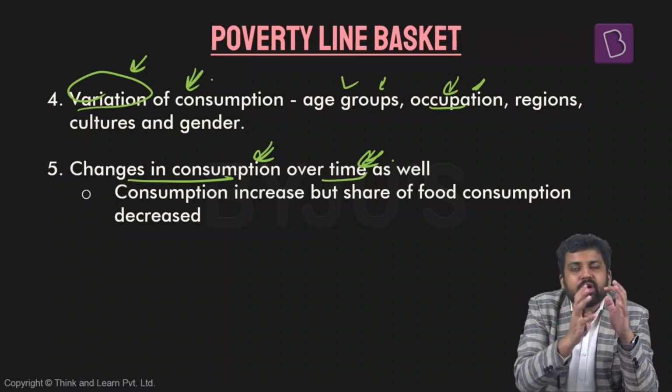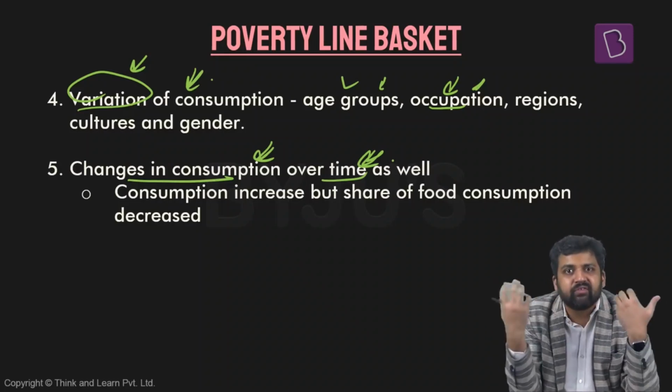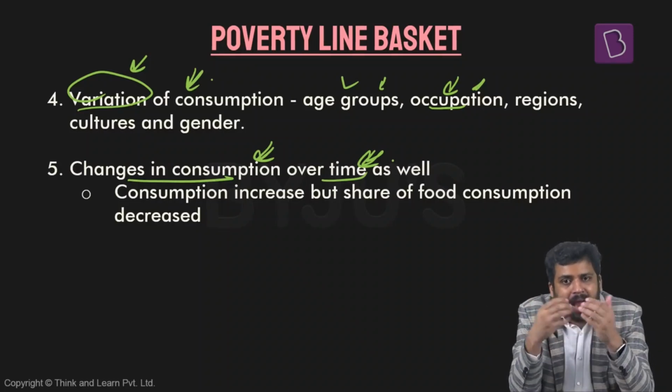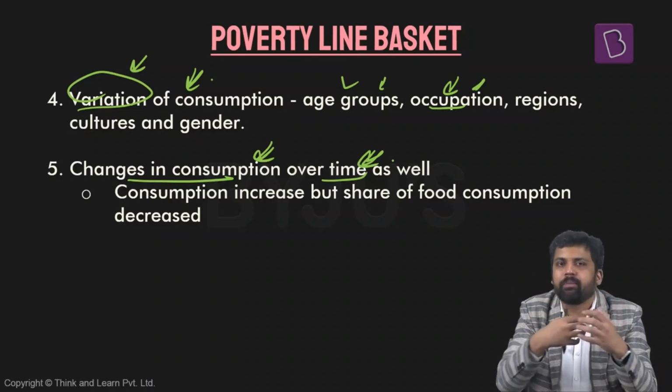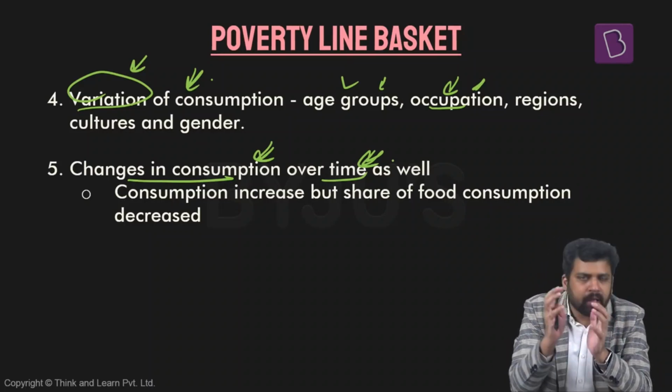The next thing is you have to take into consideration the variation in consumptions. Right? Different regions will have different consumptions. Age groups will have different consumptions. Host of factors are there. And then the poverty line basket is not something that is uniform across time. Societies change, economies change, requirements change. So with time also we need to continuously update it. So once your poverty line basket is ready and you keep on updating it over time.